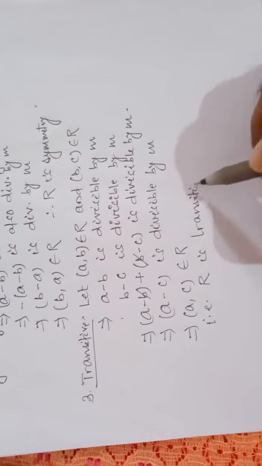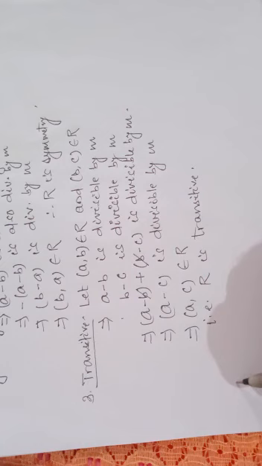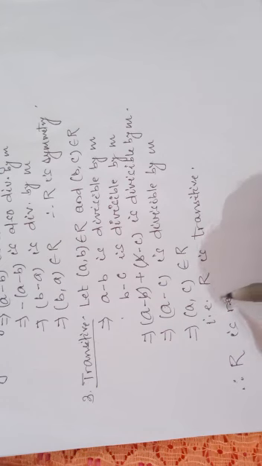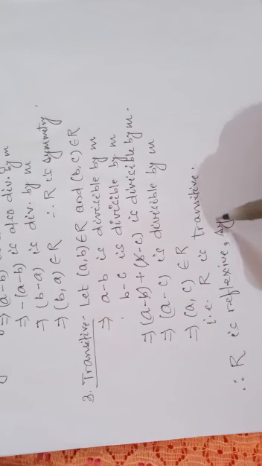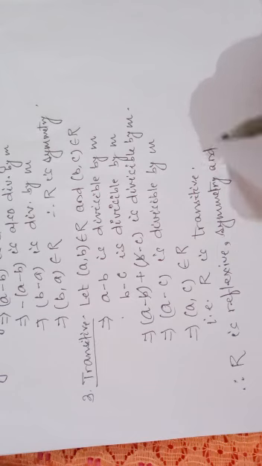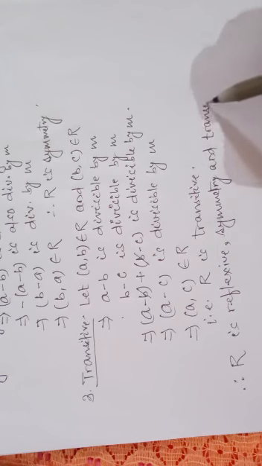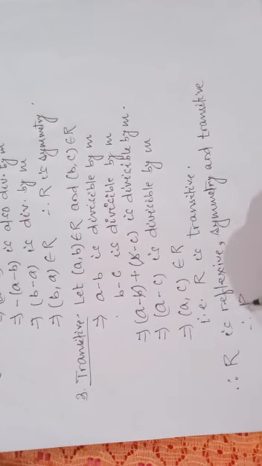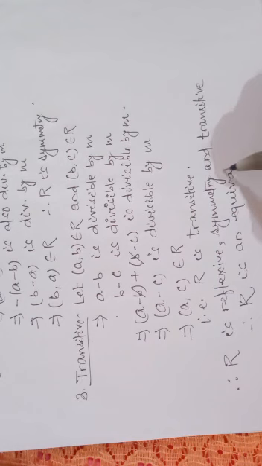So what we have seen is that R is reflexive, symmetric and transitive. So R is an equivalence relation on Z.